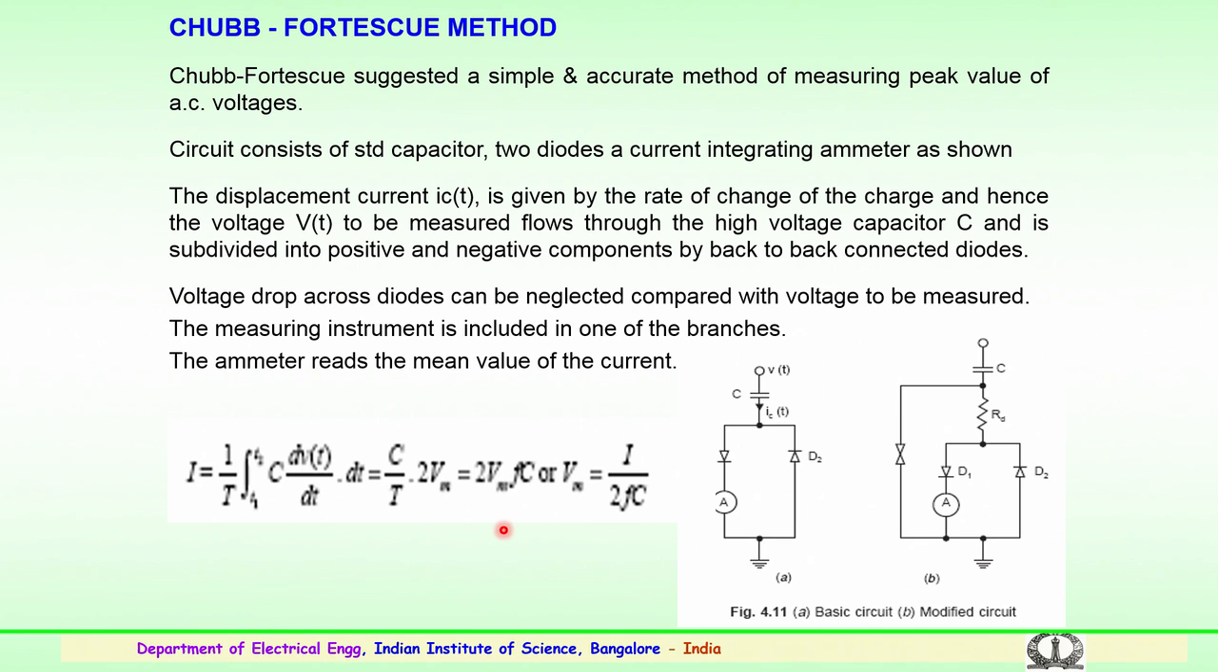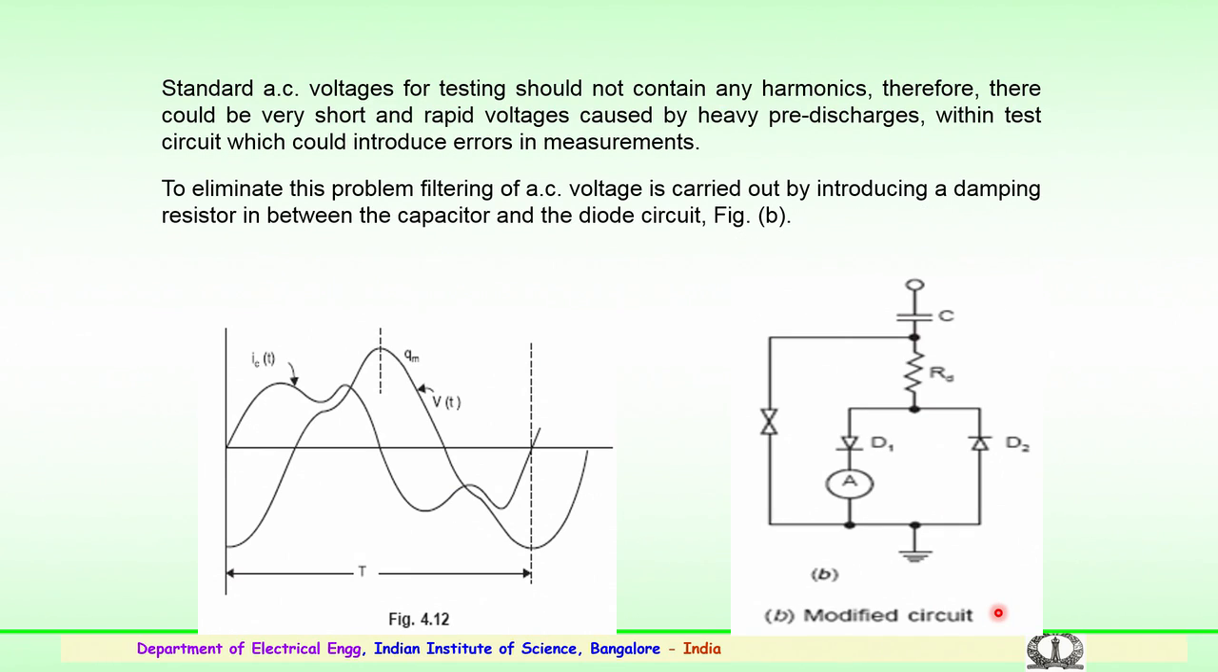So, this average value of the current is given by 1/T integral from t1 to t2 of C dV/dt into dt, which is equivalent to C/T into 2Vm, that is equal to 2 F C Vm, where F is the frequency. So Vm is equal to I by 2FC, which is the value to be measured. This is the modified circuit using a small resistance after the capacitor, the diodes being the same, with a protection fuse unit. Why it is important here, we will just see.